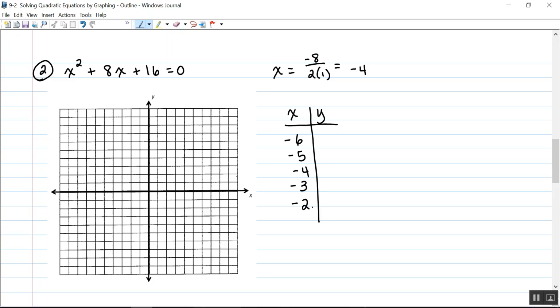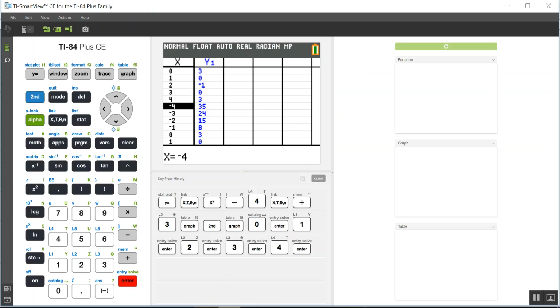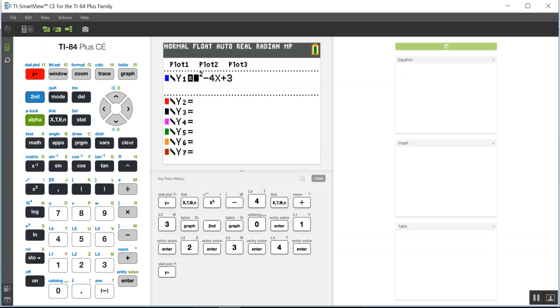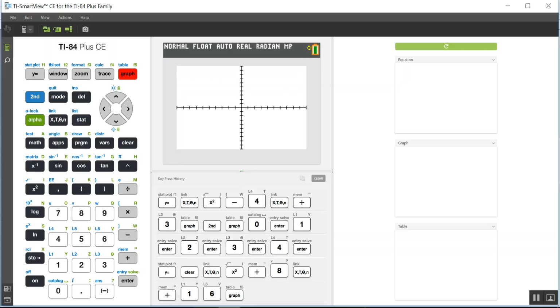So let's go to the calculator and put that in. So I go back to y equals, and I can hit clear to get rid of that. And I need x squared plus 8x plus 16. And then go ahead and hit the graph button. And I get a graph that looks like that. Now let's get some values to fill in on our table.